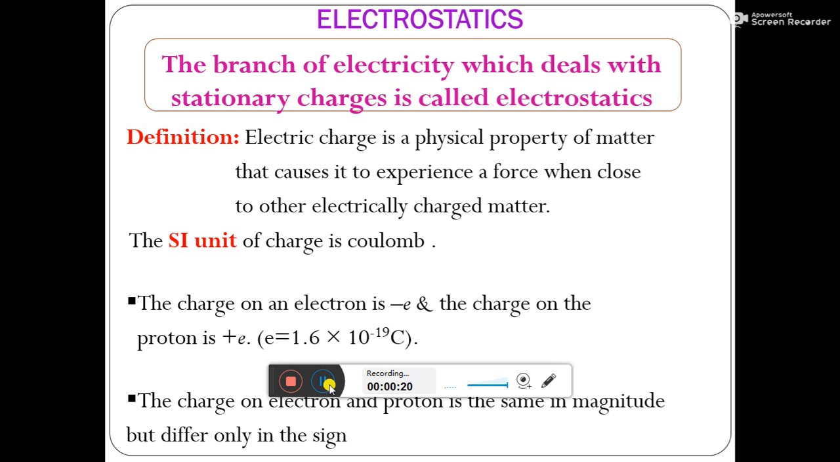Electric charge is a physical property of matter that causes it to experience a force when close to other electrically charged matter. The SI unit of charge is coulomb. The charge on an electron is minus e. The charge on the proton is plus e. The magnitude of e is given as 1.6 × 10^-19 coulomb. The charge on electron and proton is the same in magnitude, but they differ only in the sign.